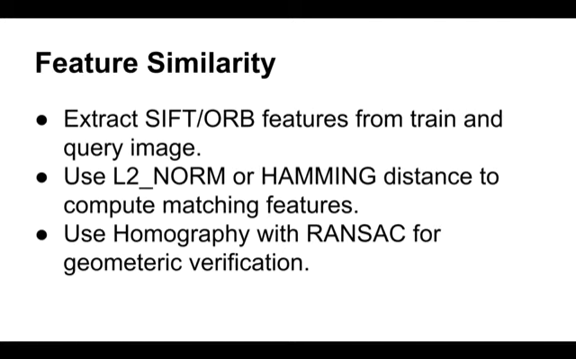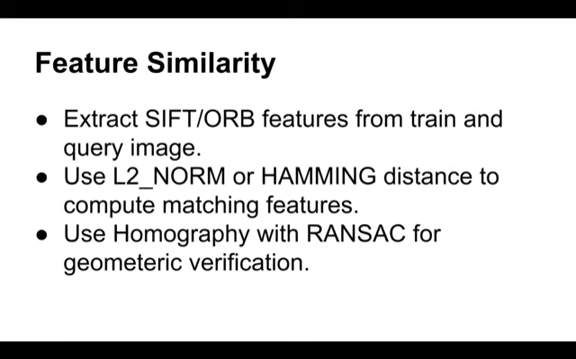So the first approach I followed was using feature similarity. I tried SIFT and ORB features to train a classifier, and I used the corresponding distance functions to compute matching features between query and train images, and then homography plus RANSAC to do geometric verification of the matches. And finally, I used the inlier count as a scoring function and just picked the highest scored image as the match.